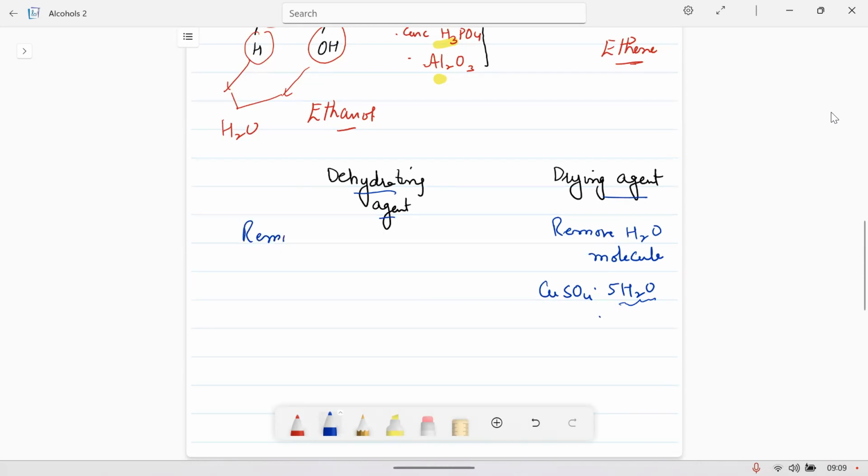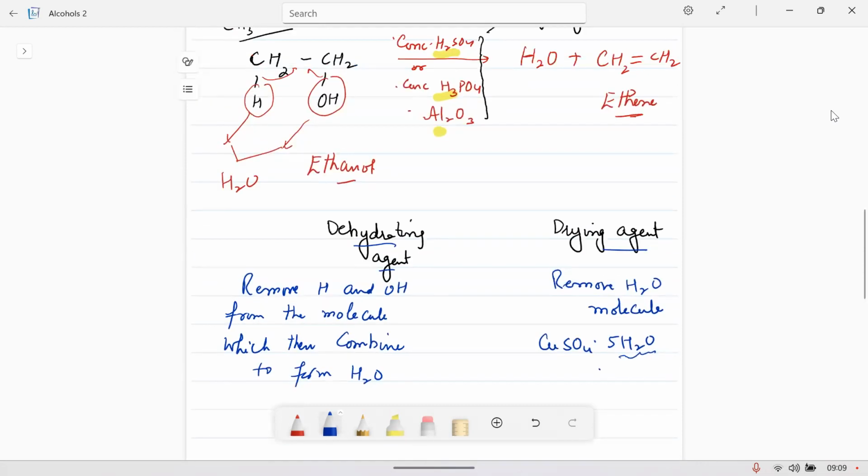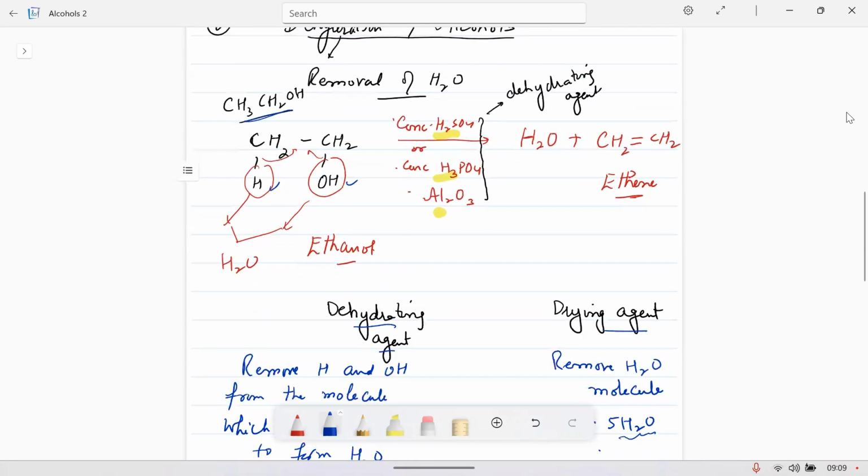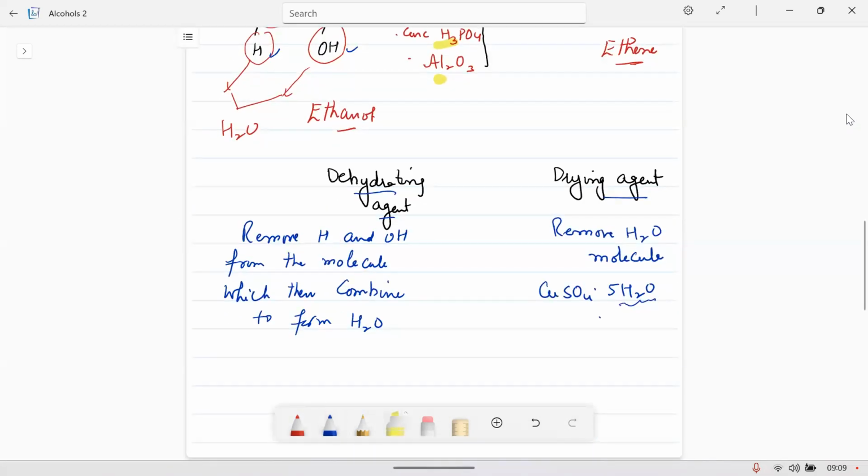But the dehydrating agents remove H and OH from the molecule, which then combine to form water. So the molecule does not contain the water, but it is removing it. It is removing the H and the OH. Like over here, alcohol doesn't contain any water. But the dehydrating agents are removing the H and the OH. They in turn go and combine to form the water molecules. But with a drying agent, the water molecule as a whole is removed.